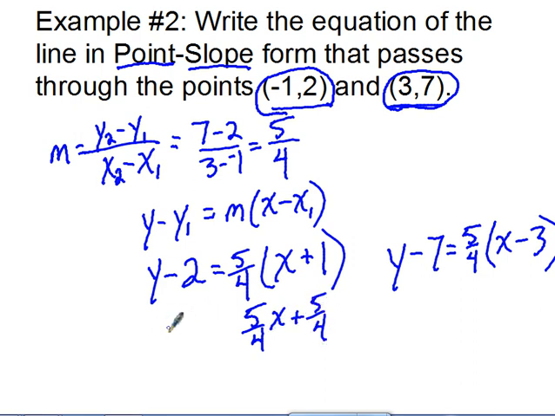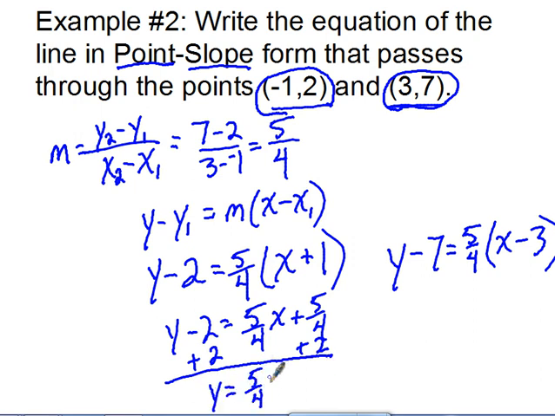And y minus 2 equals this, adding 2 to both sides, which 2 is the same as 8/4. So y equals 5/4 x plus 5 plus 8 is 13/4. So we have y equals 5/4 x plus 13/4.